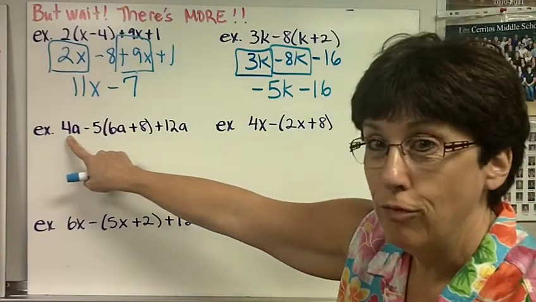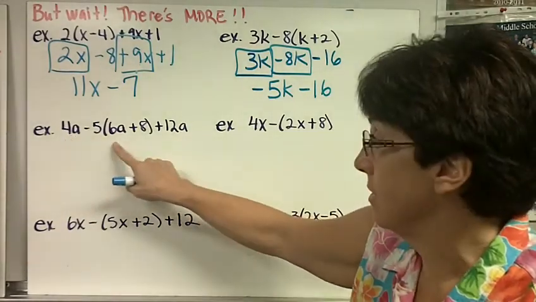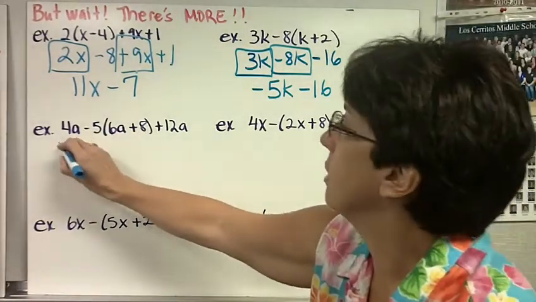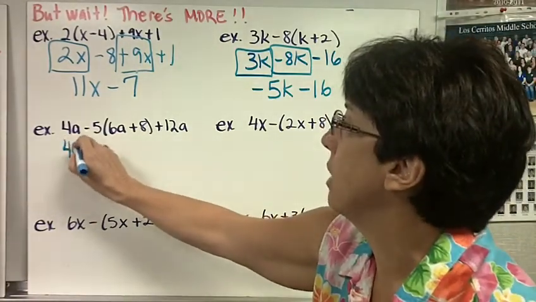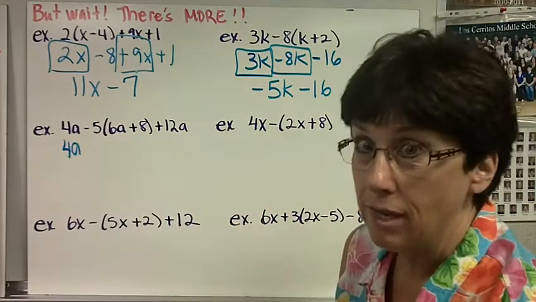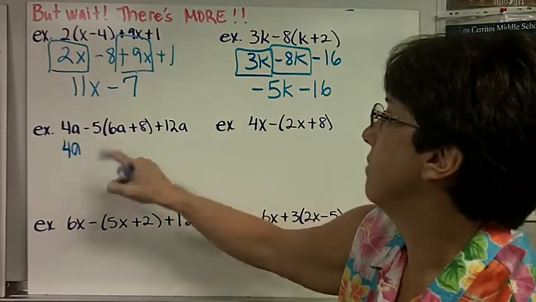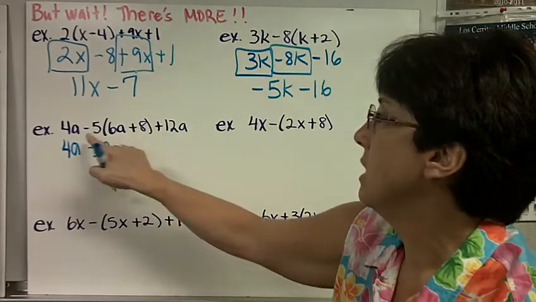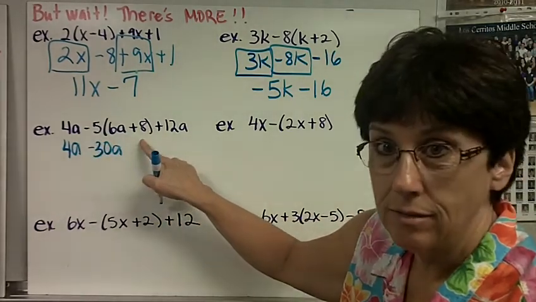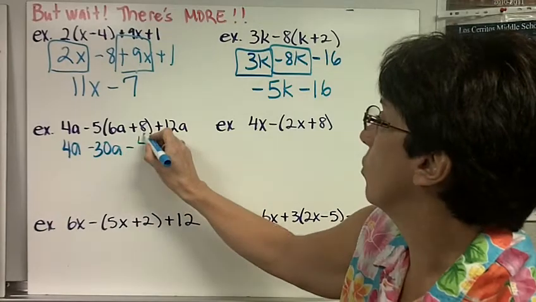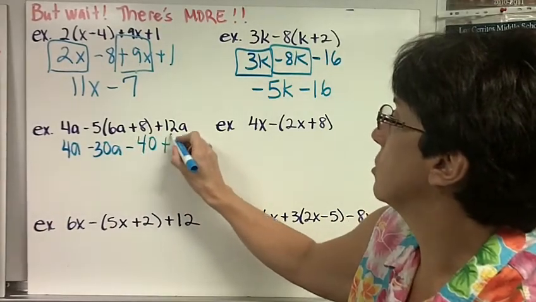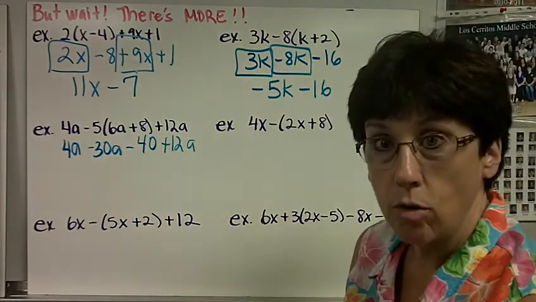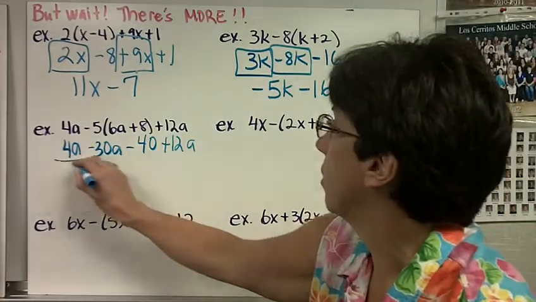Let's have something in front of the parentheses, in front of the distributive property, and after it. Yay! All right, here we go. Bring down the 4a. You cannot combine 4a and 5. Negative 5 times 6a, negative 30a. Negative 5 times 8, negative 40, plus 12a. Okay, let's start boxing and combining.